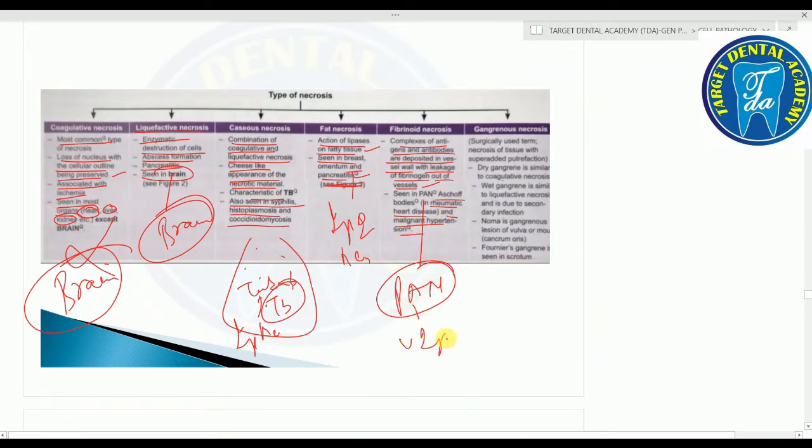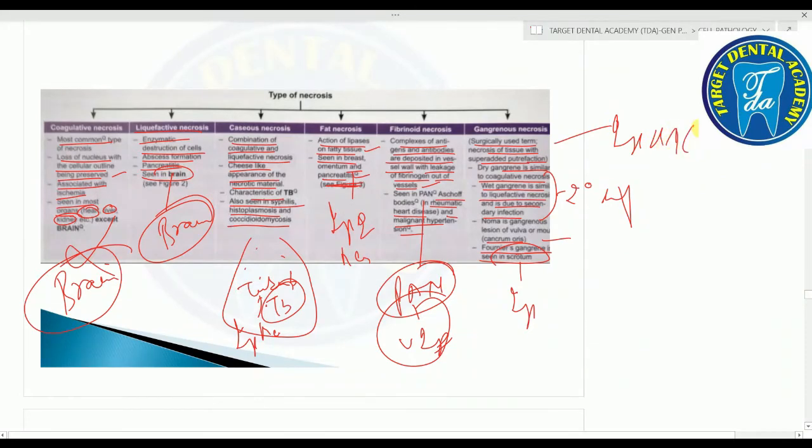Very important. The gangrenous necrosis is a term used surgically for necrosis of the tissue with superadded putrefaction. The dry gangrene is similar to the coagulative necrosis. The wet gangrene is similar to the liquefactive necrosis, and it is due to secondary infection. Noma is a gangrenous lesion of the vulva or the mouth, also called cancrum oris. Fournier's gangrene is seen in the scrotum. Important. This table is very important from your MCQ point of view.